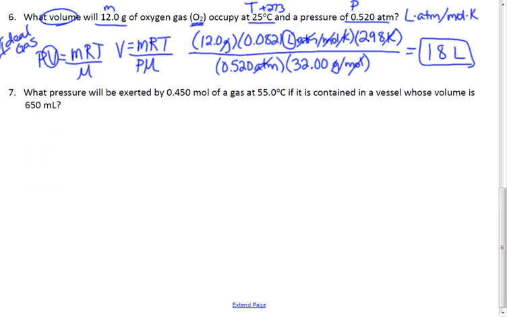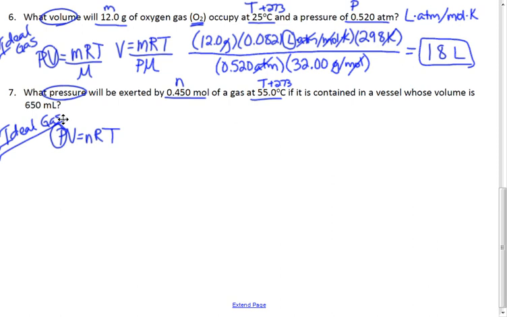On number 7, we are also given moles. So this is when we use our ideal gas law equation. And this time they did go ahead and give us moles, so we don't have to use the altered form of it. We can just go ahead and use PV equals nRT. What pressure, so P is what we're going to try to solve for down here. We have our number of moles. We have our temperature.